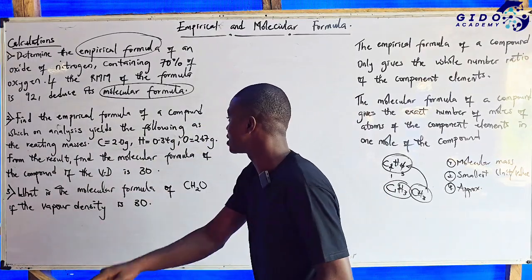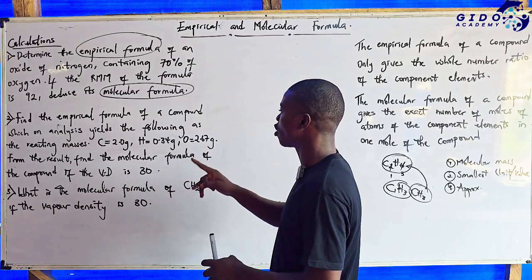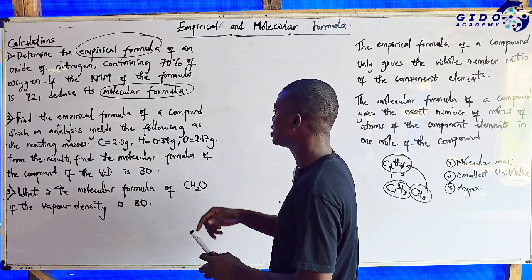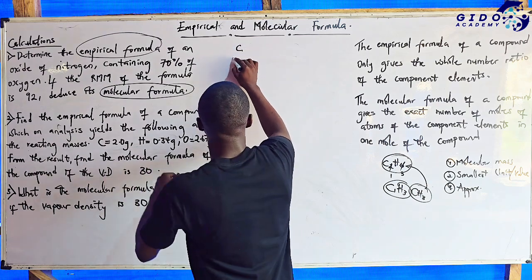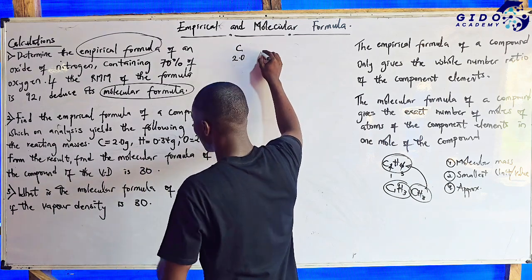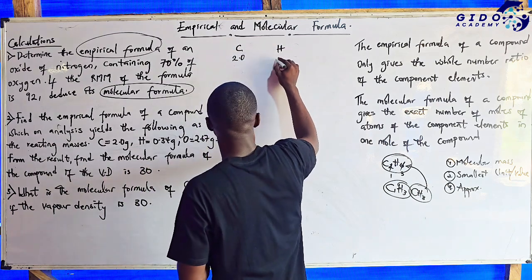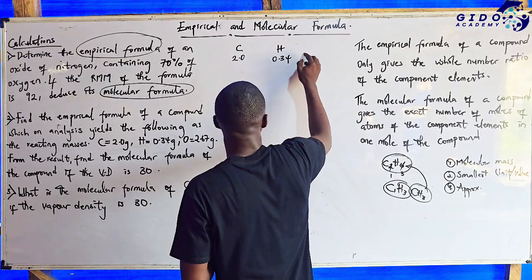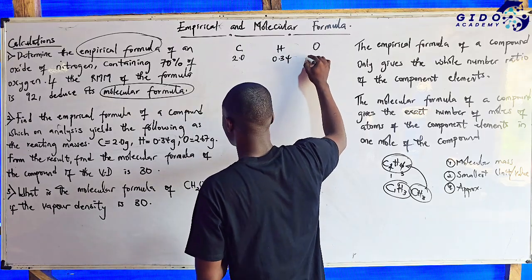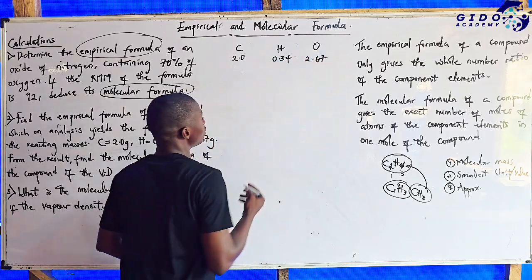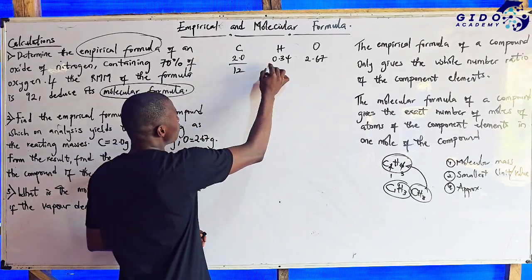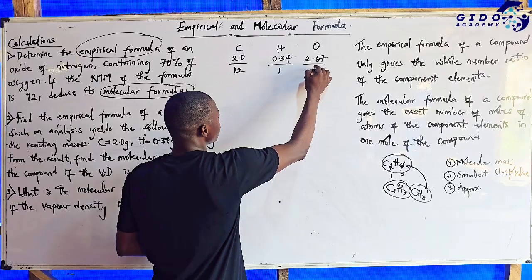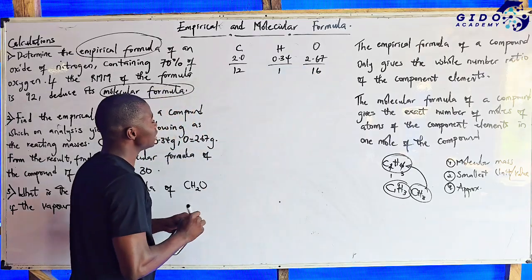Now, if you look at this, find the empirical formula of a compound which on analysis yields the following reactive mass. We have carbon. The carbon is 2.0 gram. We have hydrogen. Hydrogen is 0.34 gram. Then we have oxygen, which is 2.67 gram. As usual, let's divide it by the molecular mass. Here is 12, here is 1, and here is what? 16.